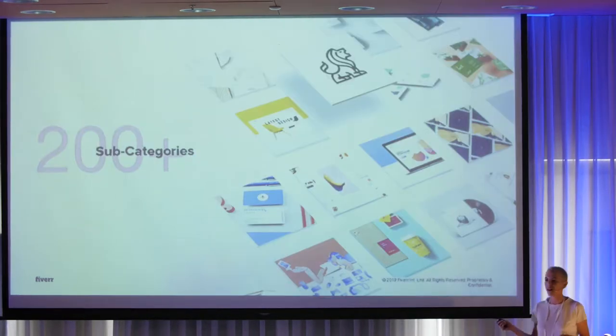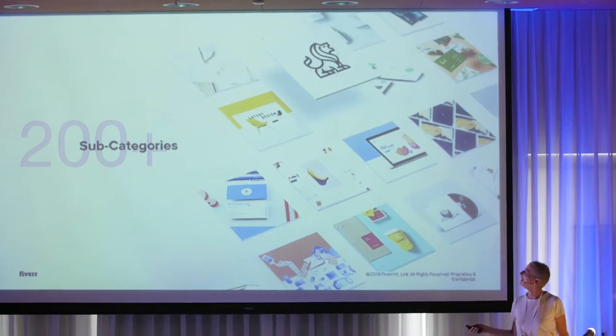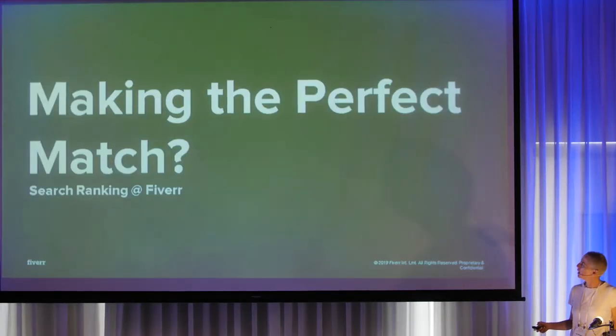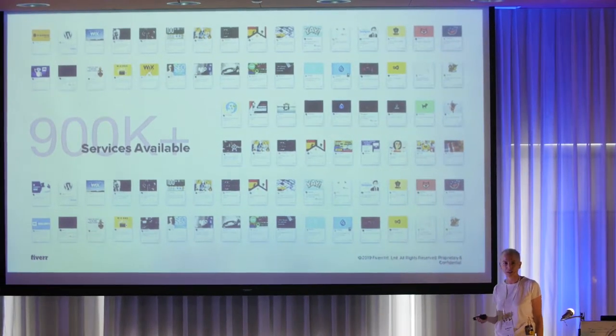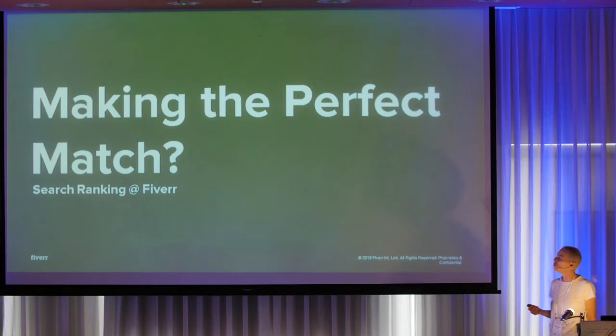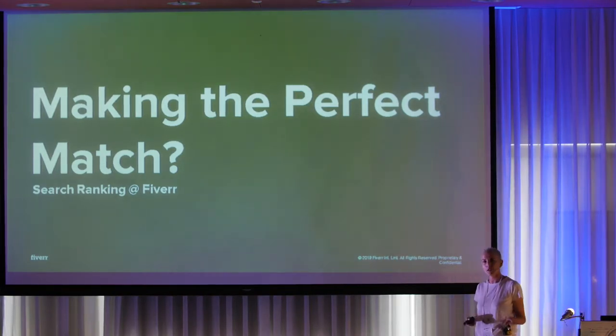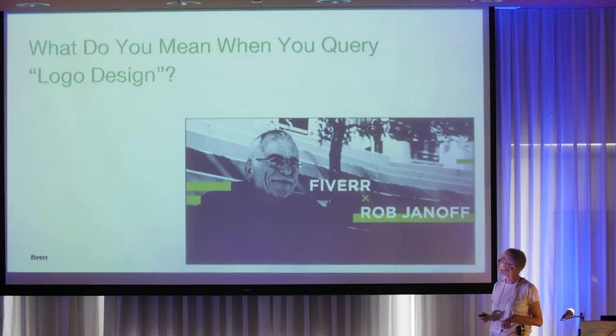We already have services at Fiverr in more than 200 subcategories, from logo design to website building and even machine learning services. We have a pro seller here, Doramir. And we have more than 900,000 gigs, which are selling services on Fiverr. So this brings us to one of the biggest challenges that we have: how to make the perfect match. When buyers come to the Fiverr website, how can we provide the best gigs out of the so many gigs that we have, to match the needs of the buyer?